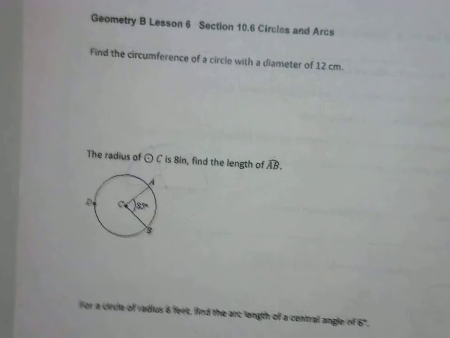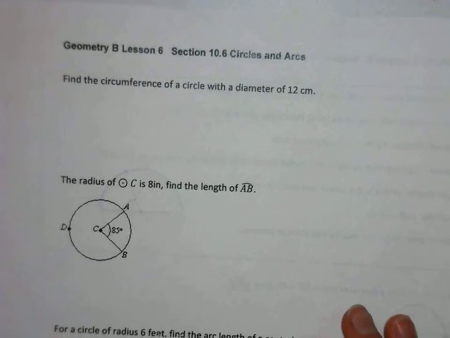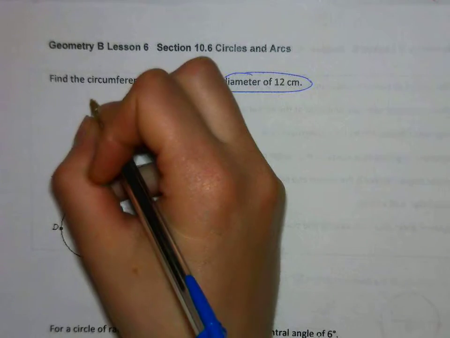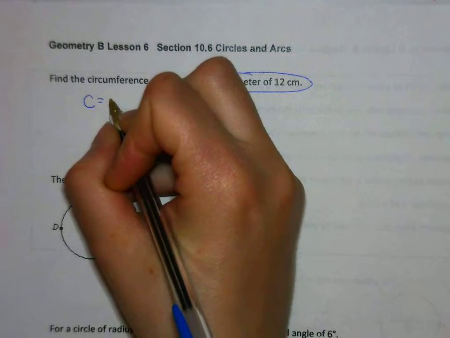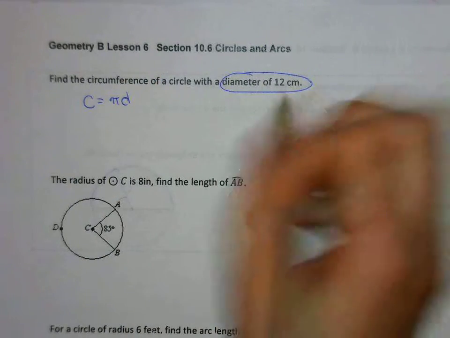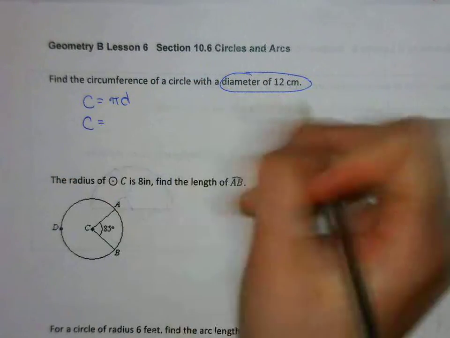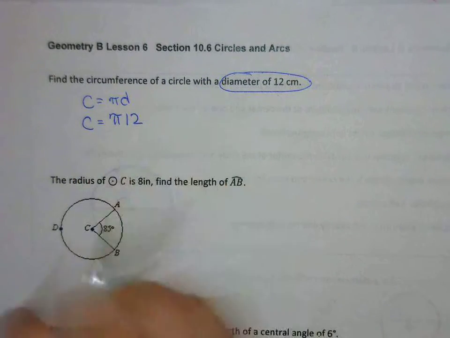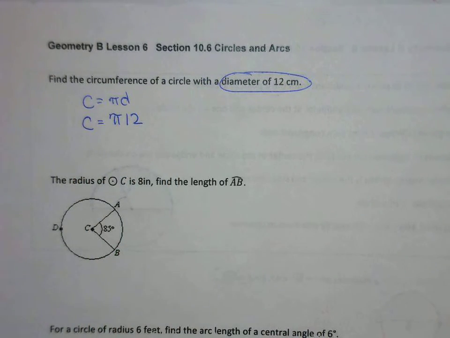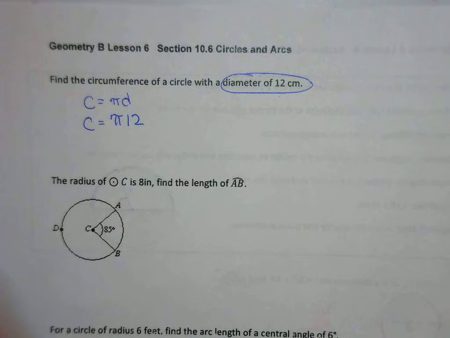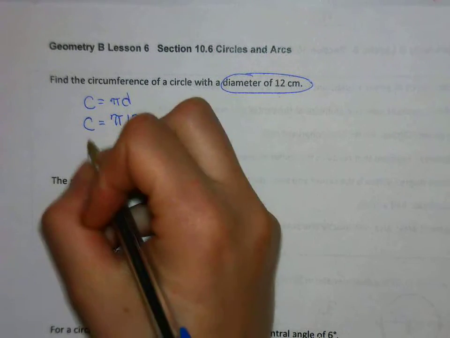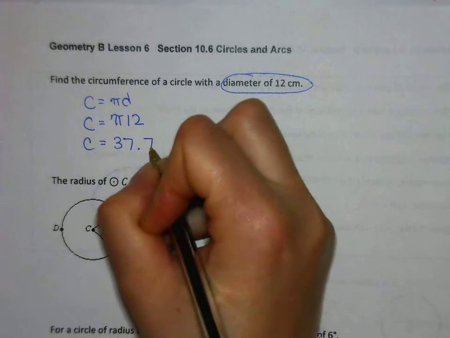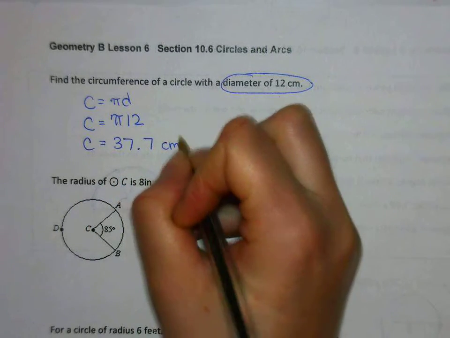So to the back side, we want to find the circumference of a circle with a diameter of 12 centimeters. So we want to use circumference equals pi times our diameter, since we're working with diameter, and our diameter is 12. So this time, since it doesn't say in terms of pi, 12 times pi, we can find out that the circumference will be 37 and 7/10 centimeters squared.